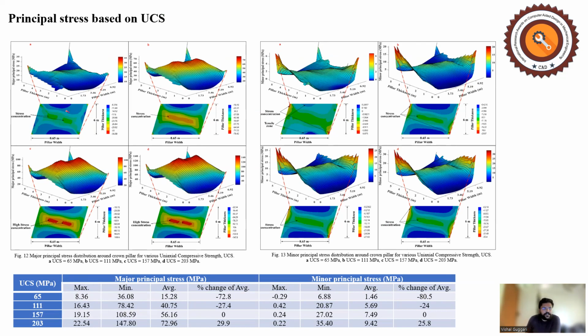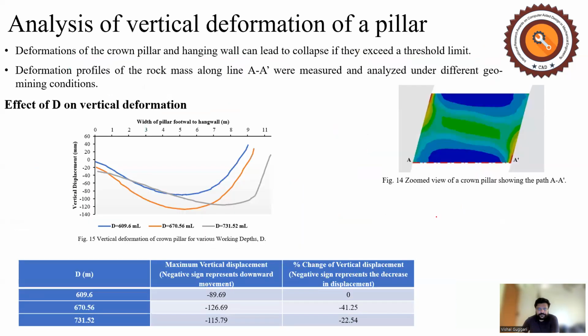So as you can see at the center of the crown pillar, the stress distribution or the stress concentration increases as you increase the UCS of the crown pillar. And again, in case of minor principal stresses, you can observe the same phenomenon, where the stress concentration as well as the magnitude of the concentrated stress is increasing as you increase the UCS.